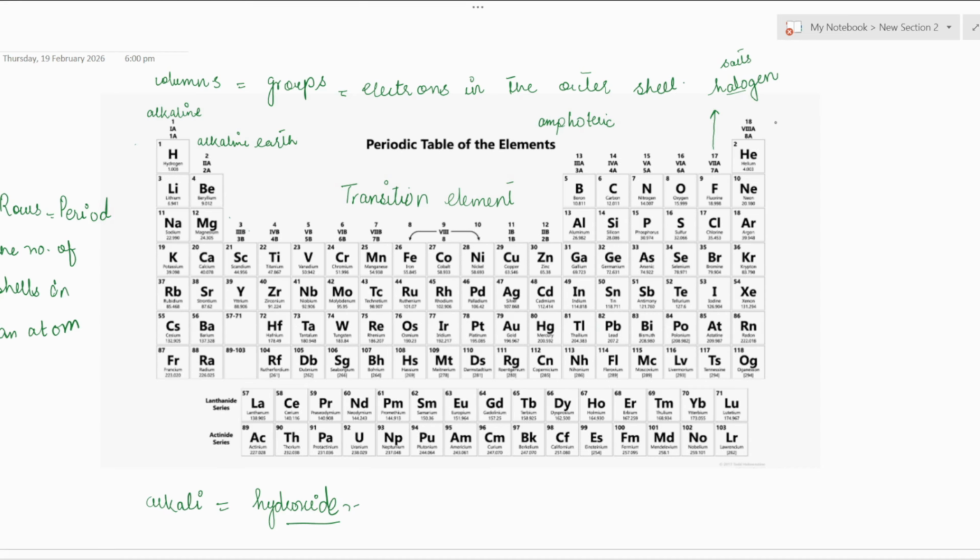Okay, the last group, the 8A group, is basically the group of noble gases. Why are these called noble gases? Because they are unreactive. Simple. And why are they unreactive? They have a full shell. And how many electrons do they have in their shell? 8. Because their group number is 8, so they have 8 electrons. Simple. Okay.